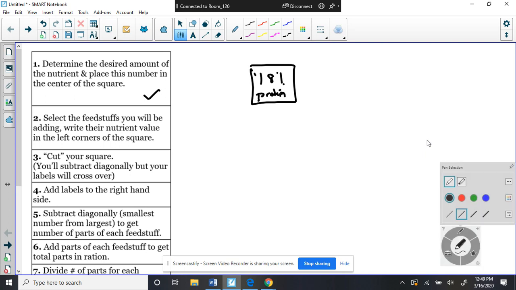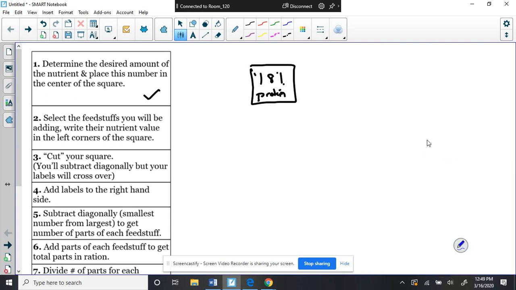Step 2, I'm going to switch colors just to kind of help keep us on track. Step 2 says to select the feedstuffs you will be adding, write their nutrient value in the left corners of the square. So the next step involves us looking at what ingredients am I going to use to get a food that is 18% protein for my animal.